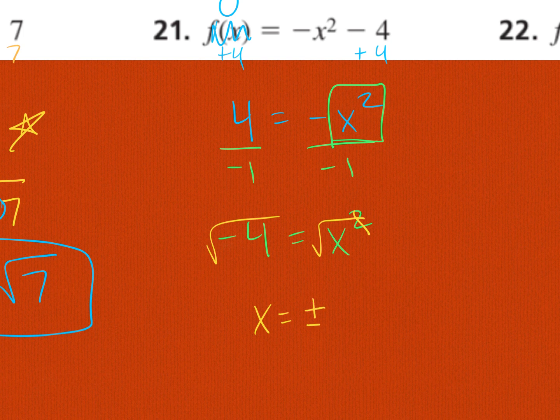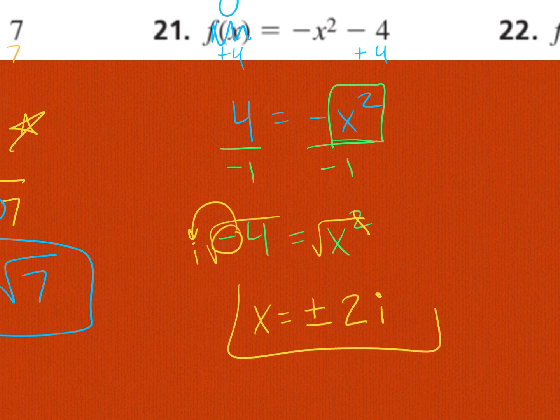Anytime we take the square root of both sides, we need plus or minus. The negative comes out and turns into an i. And we know what the square root of 4 is. That would be 2. So this would be plus or minus 2i.